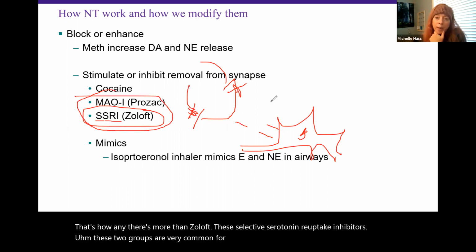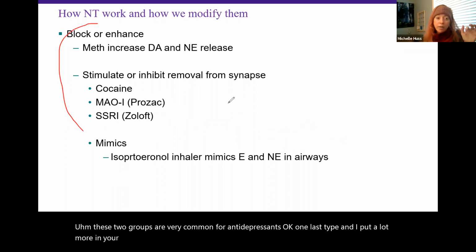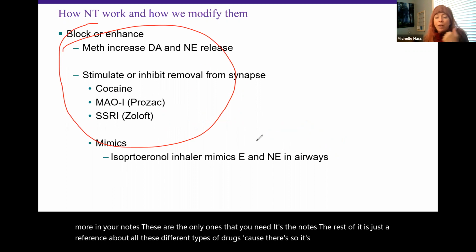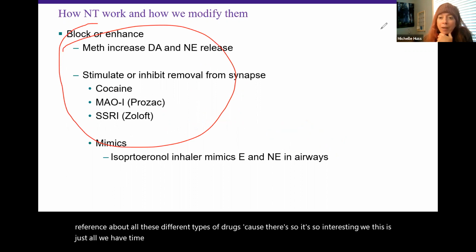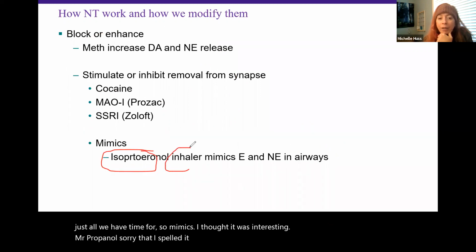Okay, one last type, and I put a lot more in your notes. These are the only ones that you need. The rest of it is just reference about all these different types of drugs, because it's so interesting. This is just all we have time for. So, mimics, I thought it was interesting. Isoproterenol, sorry that I spelled it wrong, but inhalers, okay?